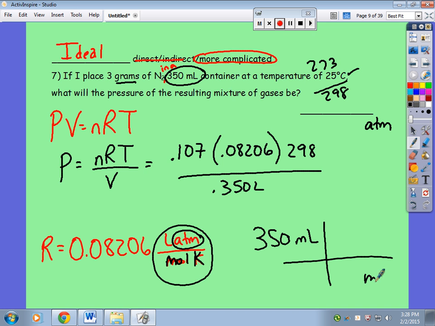I don't want milliliters. I do want liters. Liters are bigger, and there's 1,000 in it, which tells me to move my decimal place 3 places back, and so you get 0.350 liters. And when you do your math, you get 7.48 atmospheres.